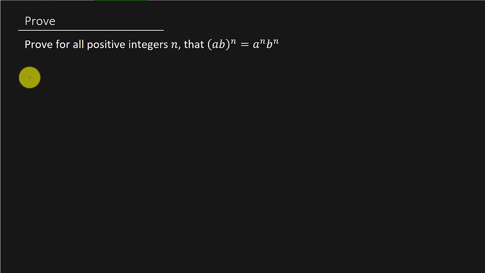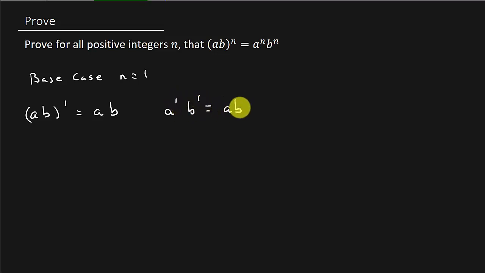Alright, so for mathematical induction, we have to do the base case, and we're doing it for all positive integers n. So for the base case, n equals 1. I'm going to replace the n with a 1. So we've got (ab) to the first is equal to ab. Anything raised to the first power, you just get that back. And then we've got a to the first times b to the first, which is just a times b. So it holds true there.